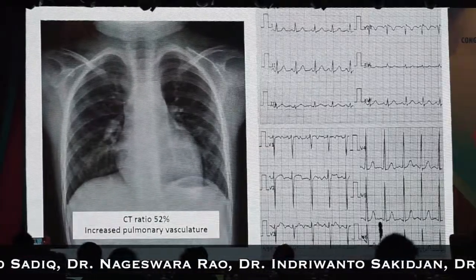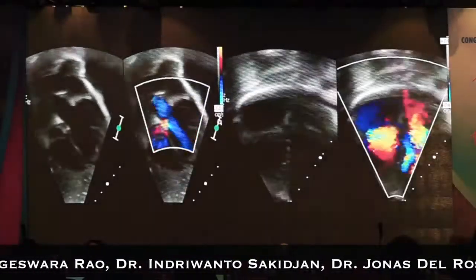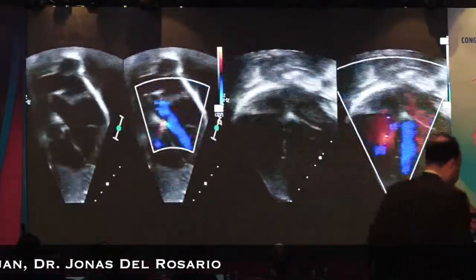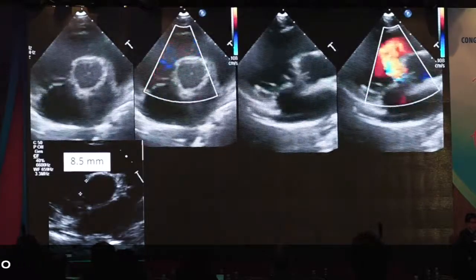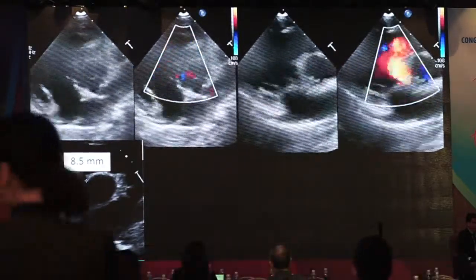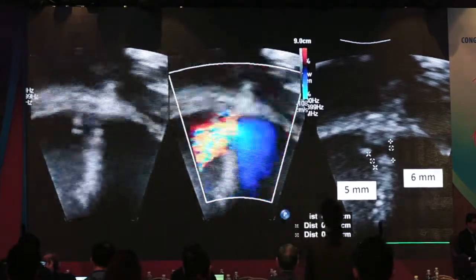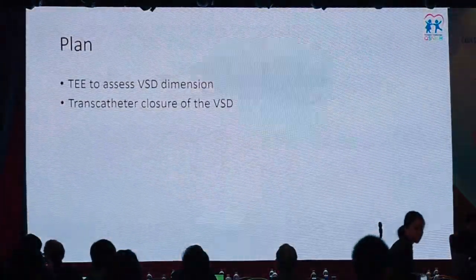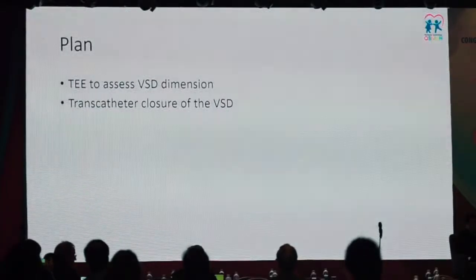The ECG shows LVH. The transthoracic echocardiogram demonstrated a perimembranous VSD with left to right shunt. The gradient across the VSD is about 50 millimeters. As per the short axis, we measured the VSD size of 8 millimeters. And this will be measurement of the LVH size of 5 millimeters. LV axis about 6 millimeters. We plan a transesophageal echocardiogram to assess the VSD dimension and then catheterization to close the VSD.